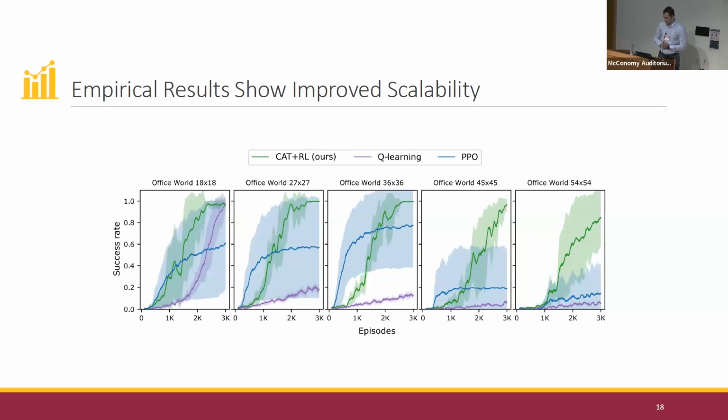We also conducted a scalability study. Here we did that for the office board, and we adopted different instances of the office board. On the far left, we see the smallest instance of the office board, and on the far right, we see the largest instance. PPO and Q-learning failed to scale with the increasing complexity of the problem, but CAT-RL has been able to show relatively higher degrees of scalability.